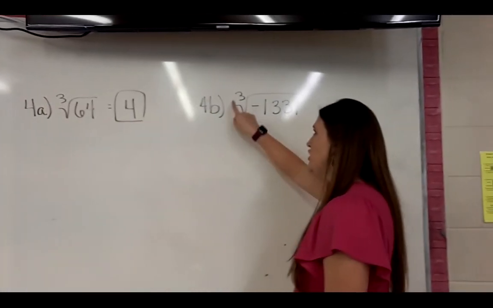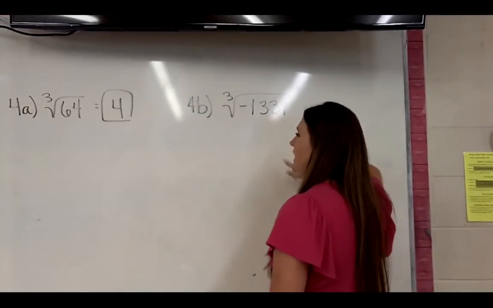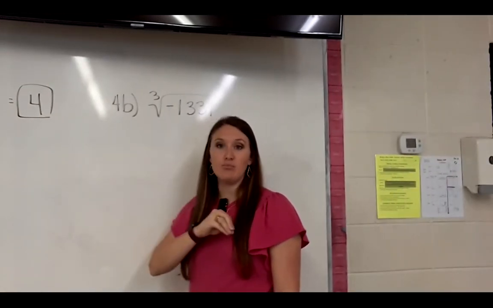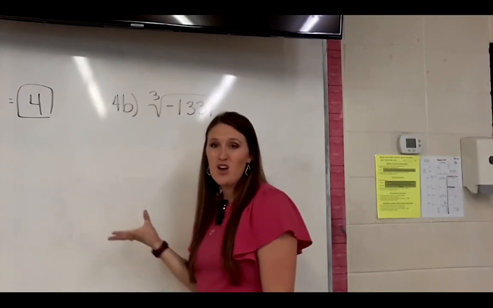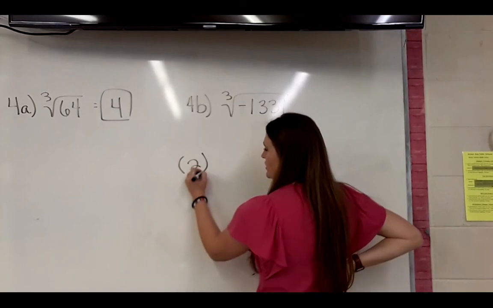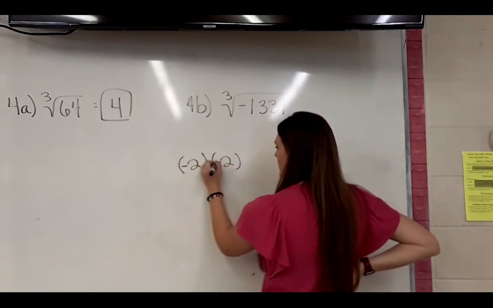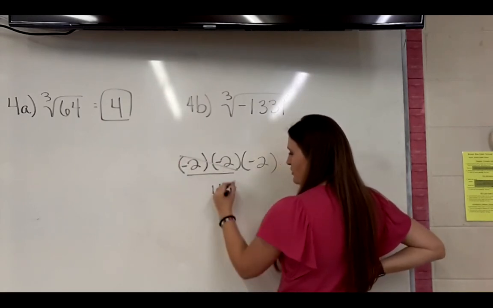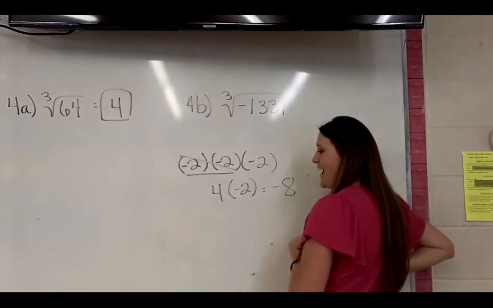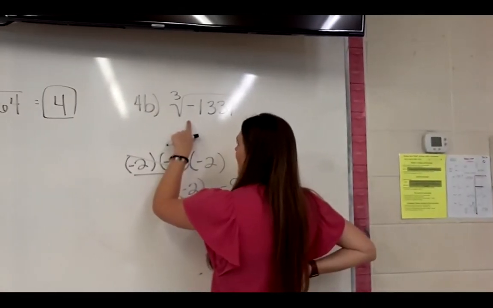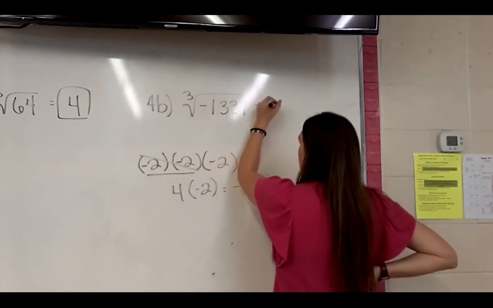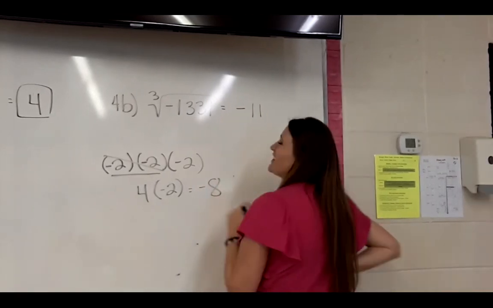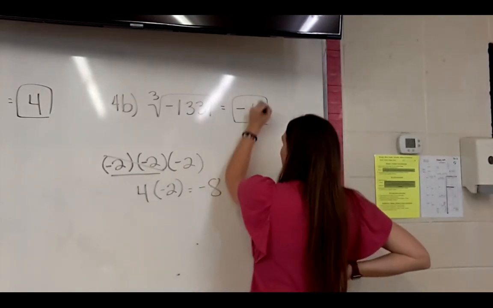On 4B, we have the cube root of negative 1,331. Now, if you remember, when we're doing cube root, you can have a negative in there, because you're multiplying 3 numbers. So there is a possibility to get a negative answer. For example, a negative times a negative is positive, but then I still have times another negative. So you can have a negative in there. So we know when there's a negative in there on cube root, your answer is going to be negative. And the cube root of 1,331 is 11. Again, plug that in your calculator. So it is negative 11.